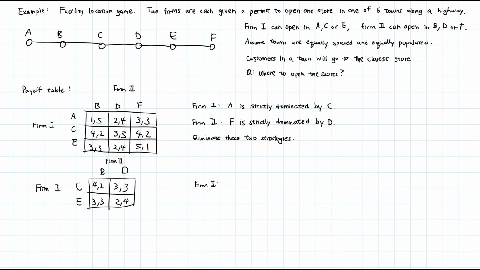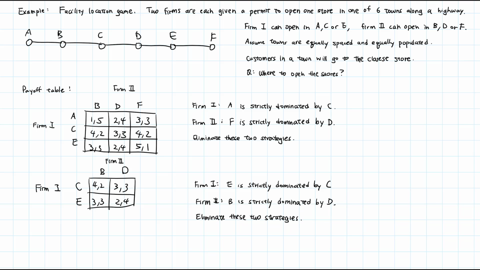Here, for firm 1, E is strictly dominated by C, and for firm 2, B is strictly dominated by D. We can now eliminate these 2 strategies, and we end up with just one strategy profile, C and D. So we say that C and D is a Nash equilibrium.